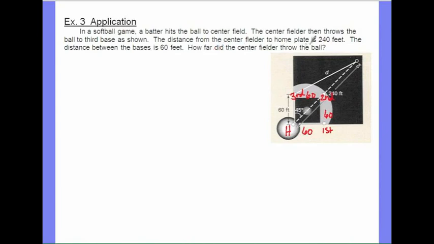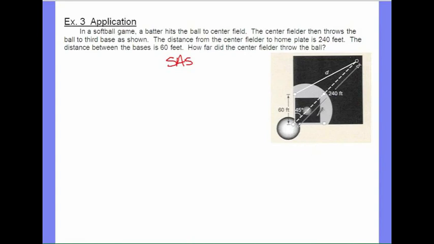Okay, how far did the center fielder throw the ball? All right, here's the center fielder right here. The center fielder caught the ball, and the center fielder threw the ball right here. Threw the ball to third. Okay, how far did the center fielder throw the ball? So what we have is a side, angle, and a side. Now let me clear these off here. Okay, we have a side, an angle, and a side.